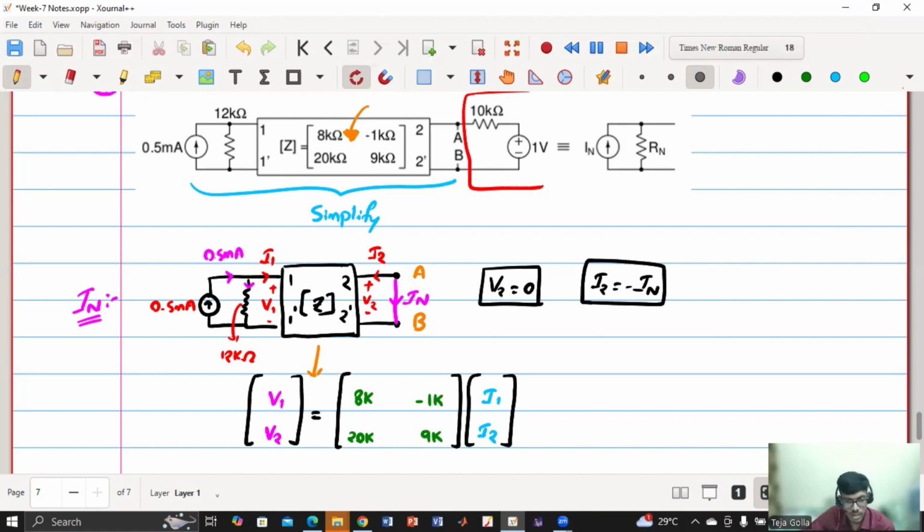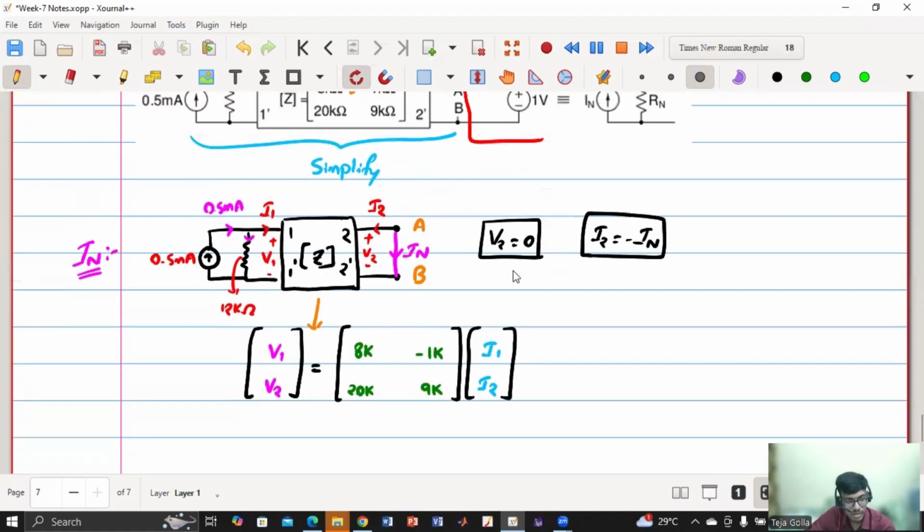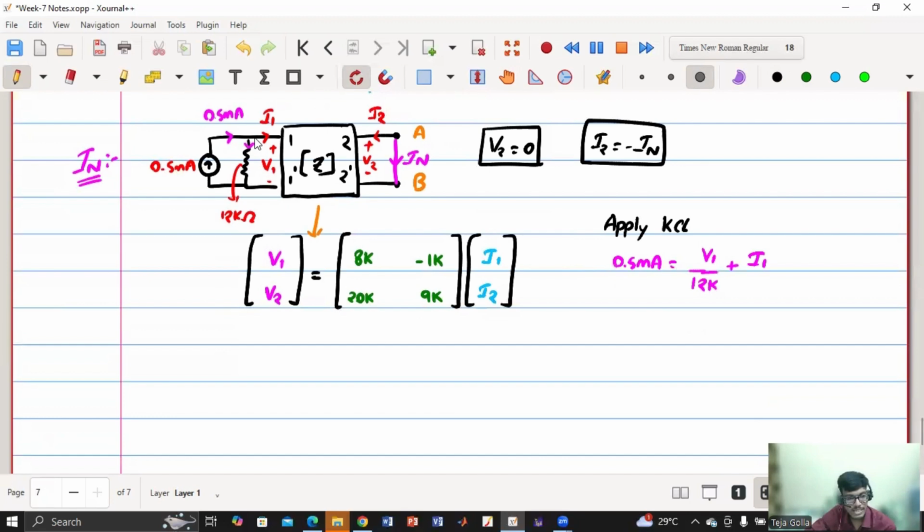Now I have to see what is I1. So apply KCL. Then what will you get? Current entering is 0.5 milliampere equals current leaving, which is V1 by 12K plus I1, right? I have applied KCL at this node. Maybe I'll call this terminal 1. So apply KCL at 1. Current entering equals current leaving. So 0.5 milliampere equals V1 by 12K plus I1. Simple, straightforward.